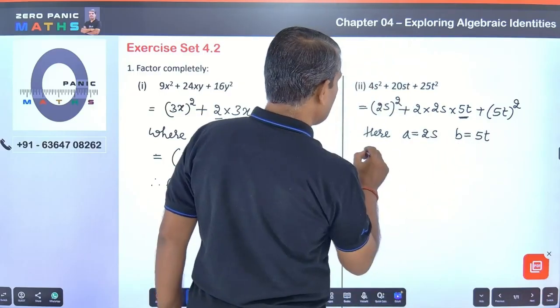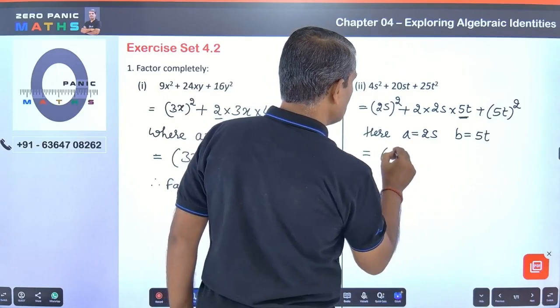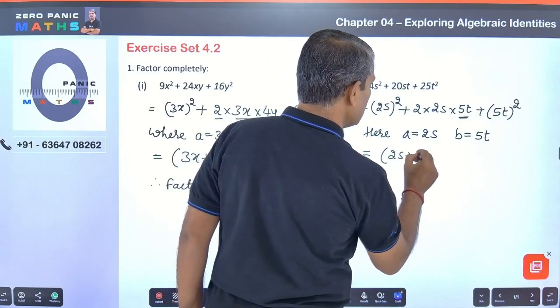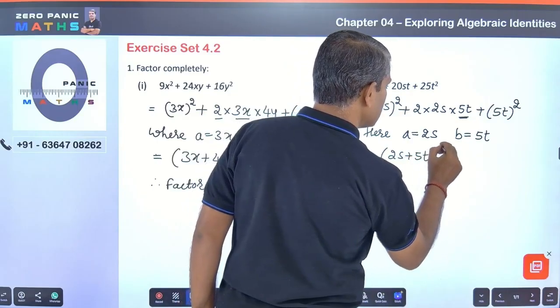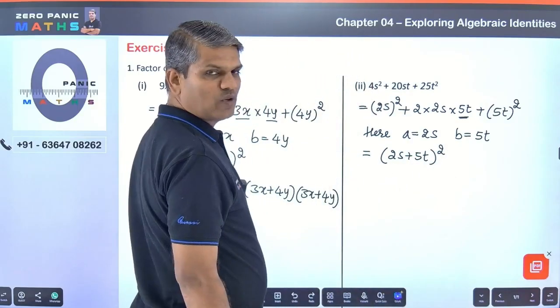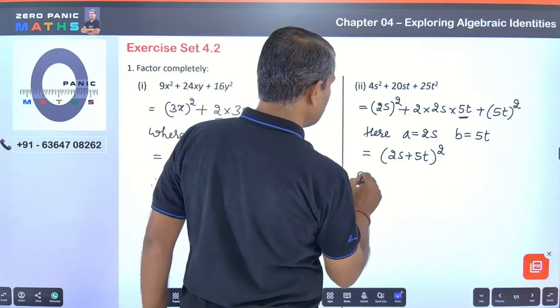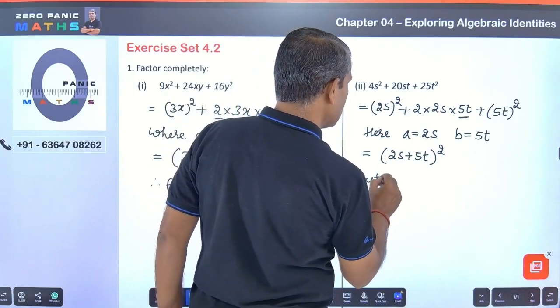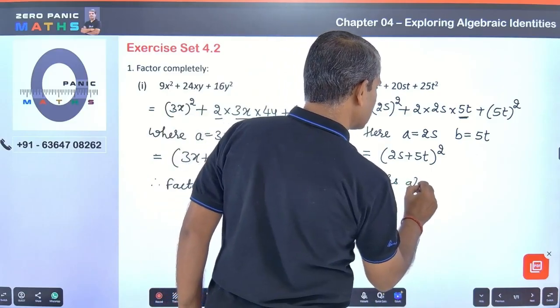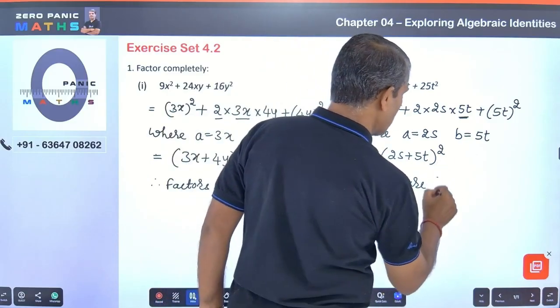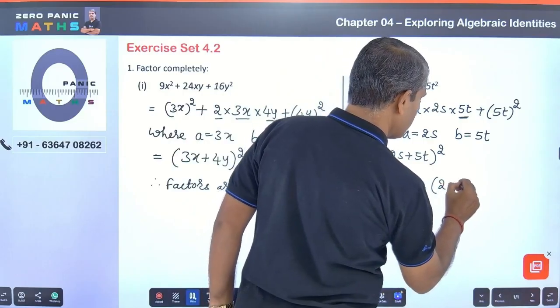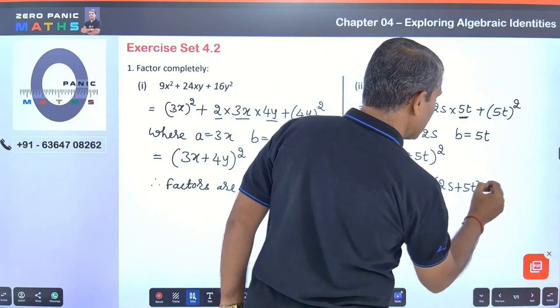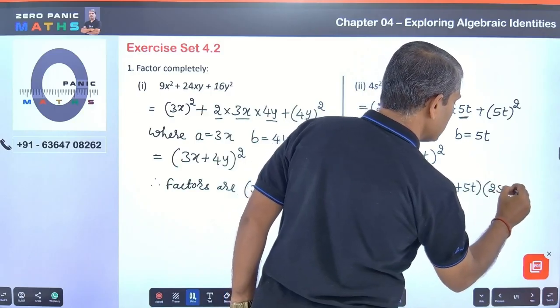So therefore it is equal to (2s + 5t) whole square, which is (a + b) whole square. Okay, so what are the factors? You can write that. Therefore the factors are the same thing written twice: 2s + 5t and another 2s + 5t.